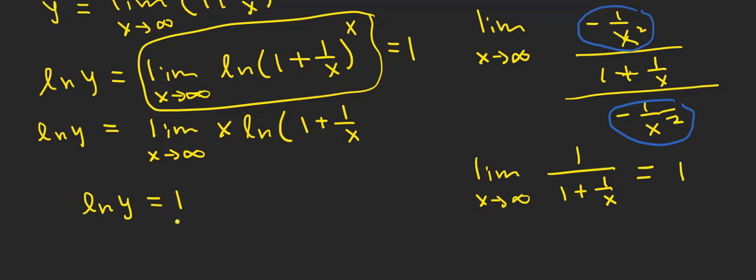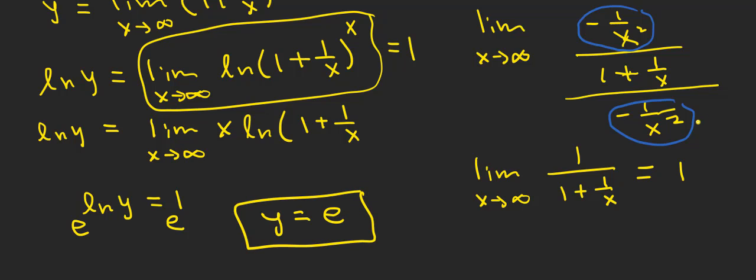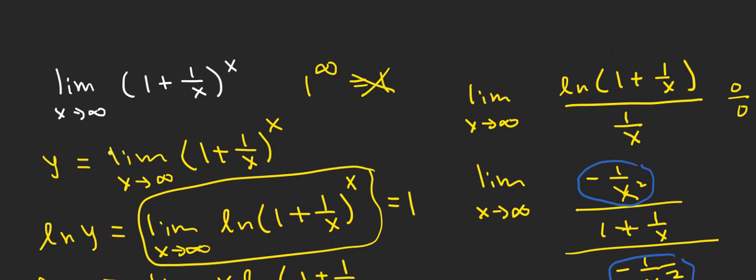So what is y then? How do you get rid of natural log? Well, we have to e both sides, and y equals e. Therefore, what was our y? This whole thing was our y right here. This whole thing is equal to e. And that's our final answer. And that's where e came from, actually.